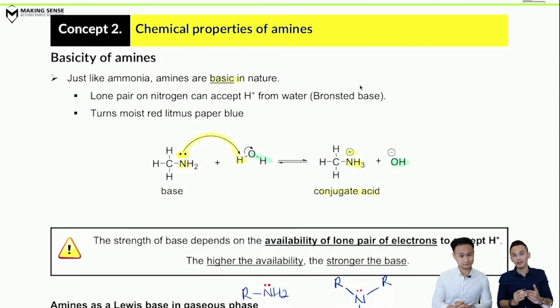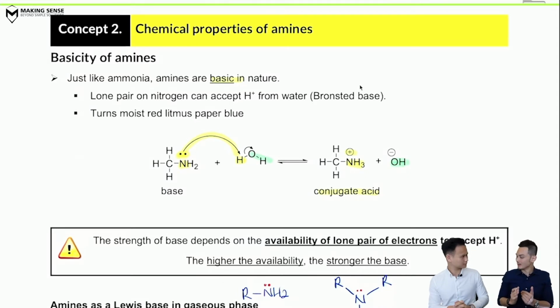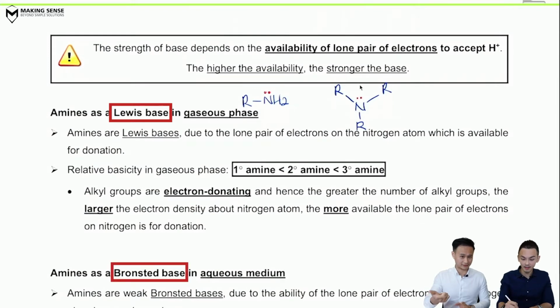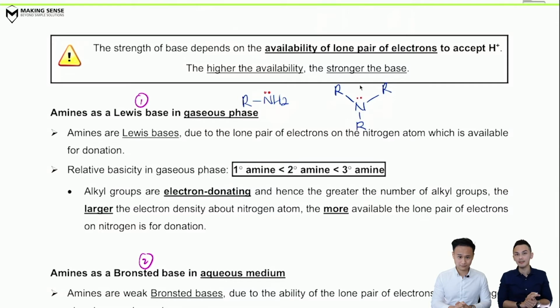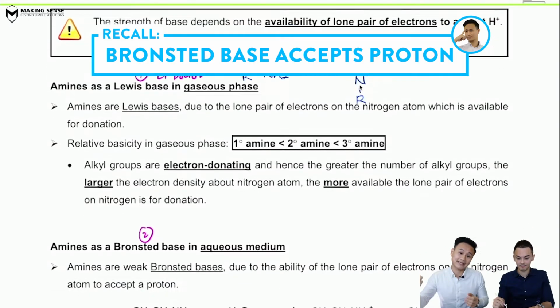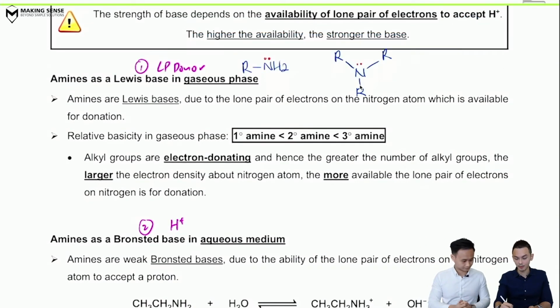Now, if you recall, there are two types of bases in our syllabus, right, Mr. Tim? Yeah. What are the two types of bases again? Well, we have Lewis bases and we have Bronsted bases. Right, so we have Lewis bases, we have Bronsted bases. Can you bring us through the definition again? Yeah, for sure. So a Lewis base, remember, is a lone pair donor, right? You give your lone pair away, and a Bronsted base is when you accept a proton. Alright, so this is a proton acceptor.